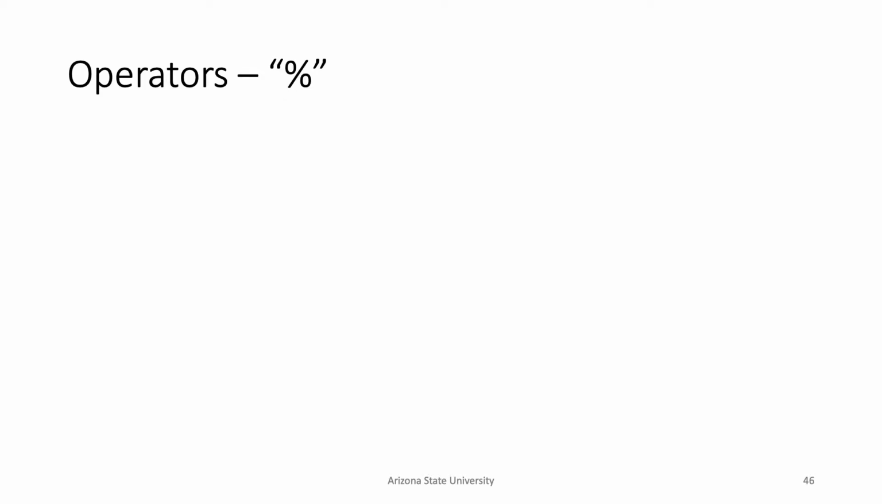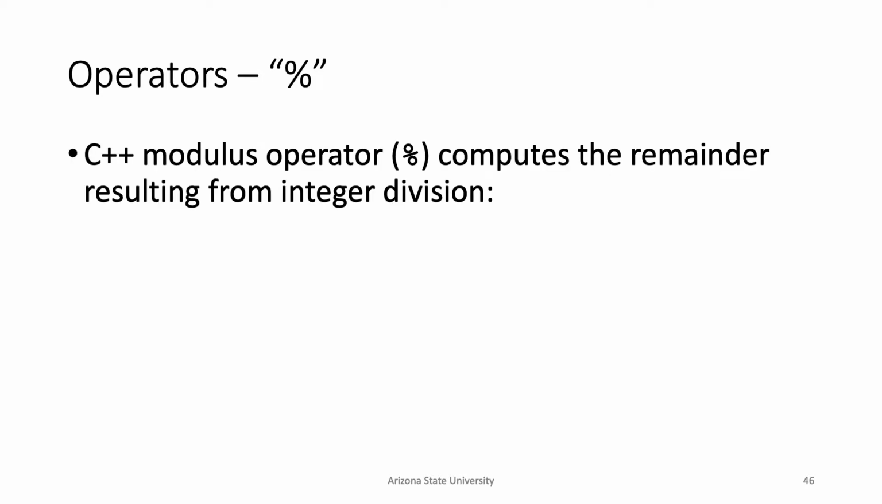So what is this percent thing? Anyone happen to know what this percent thing actually is? Yeah, it's like the remainder. Right, exactly. The percent thing is something called modulus, or as you may know it, the remainder. So if you divide 13 by 5, what is the remainder? It has to be an integer. In this case, it's 3.